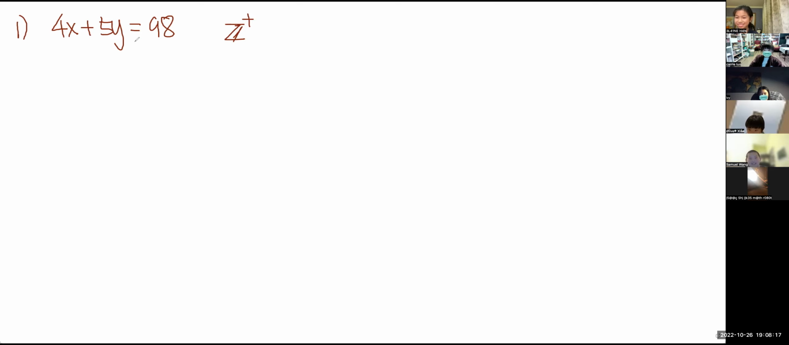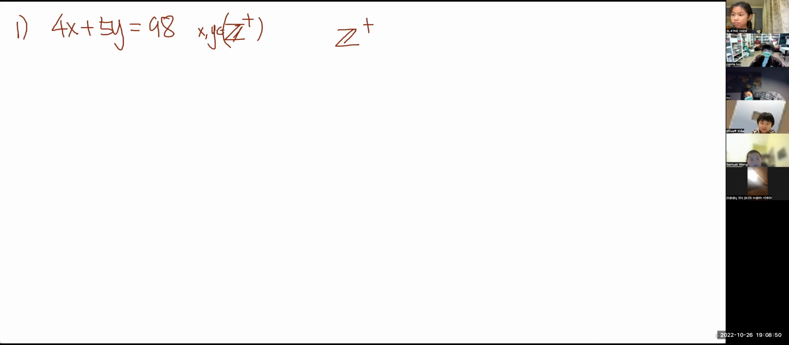So let's take a look at this one. We have x and y belonging to Z plus. So what does it mean? Z equals whole numbers, integers. And if you see a positive there, I want to ask you a question: is it possible that x and y equals 0? No, because it's a positive number. So 0 is neither positive nor negative.